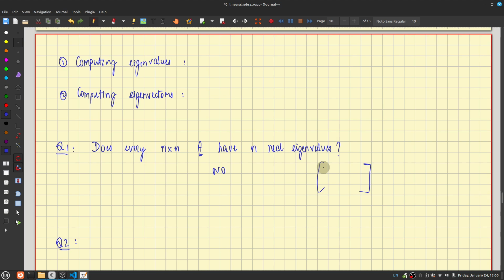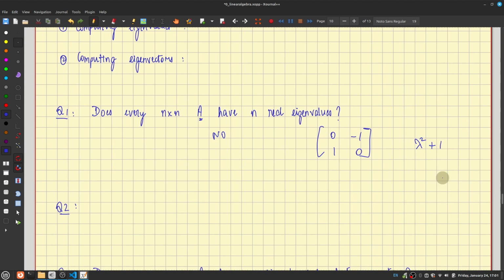Yeah? 0, -1, 1, 0. Are you sure this does not have? I think you meant 0, 1, 1, 0. So what will be the characteristic polynomial for this? This is just lambda square plus... Okay, I think that was correct. Good. This is lambda square plus 1, and the roots of this particular polynomial are plus or minus i. So this does not have real eigenvalues.